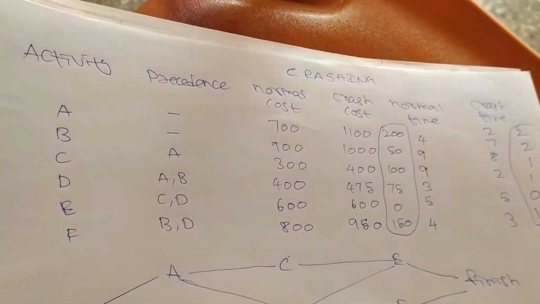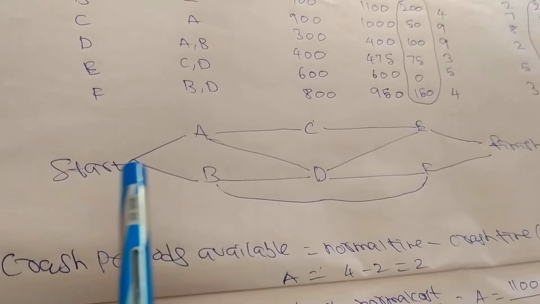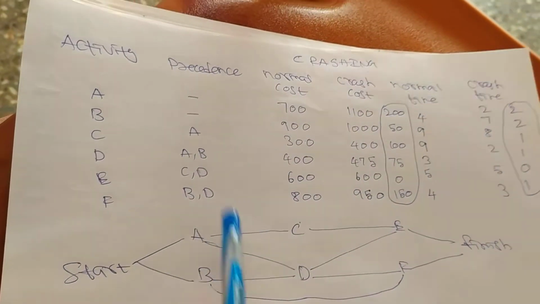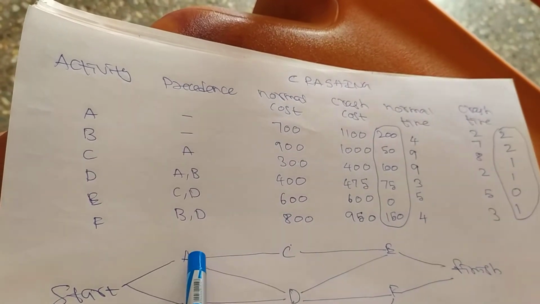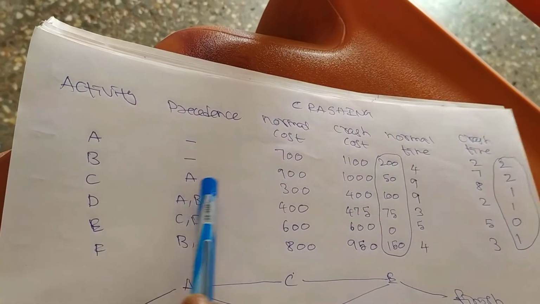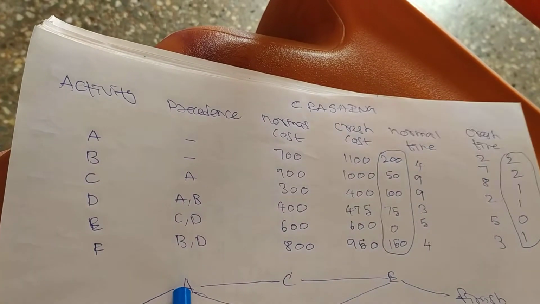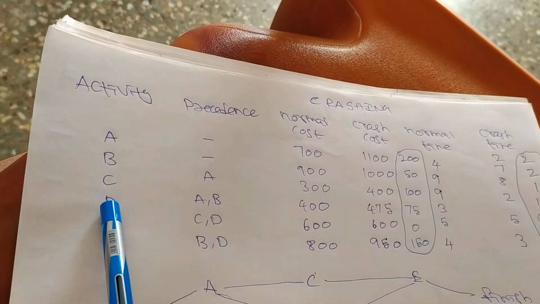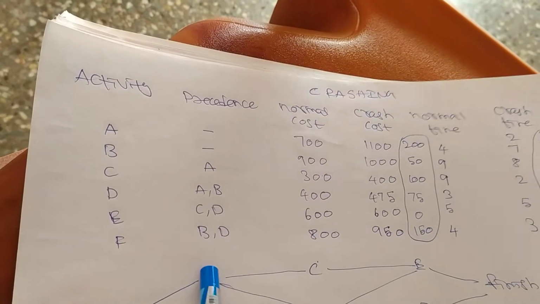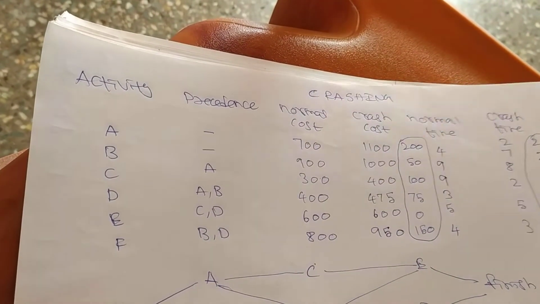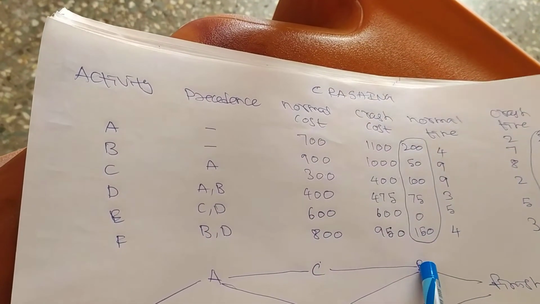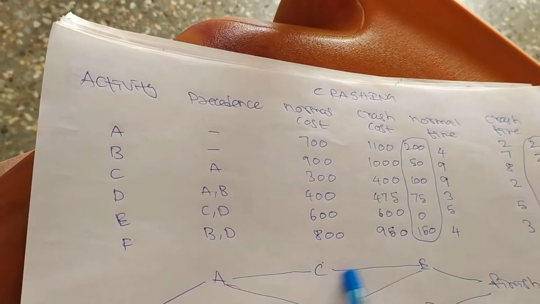Then we have to draw the path. Start. First we start A and B, there is no precedence. Then C, the precedence is A, so C connects to A. Then D, the precedence is A and B, so D connects to A and B. Then E, the precedence is C and D, so E connects to C and D.